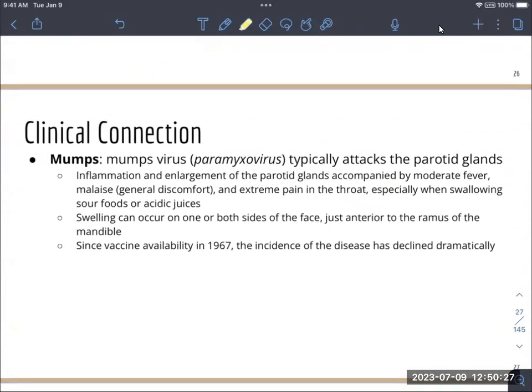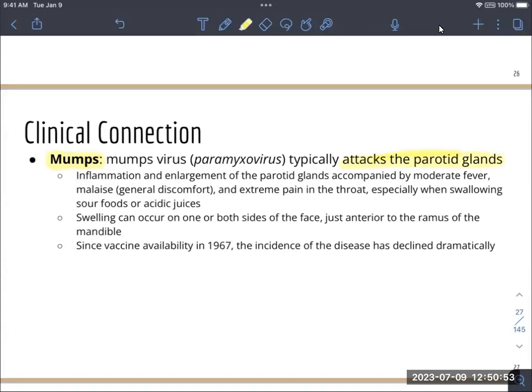Mumps. Mumps is a virus, and there's a vaccine out that works against this mumps virus. But what mumps does is it actually attacks those parotid glands. So those parotid glands become enlarged.